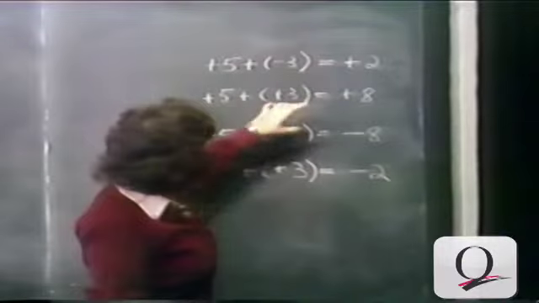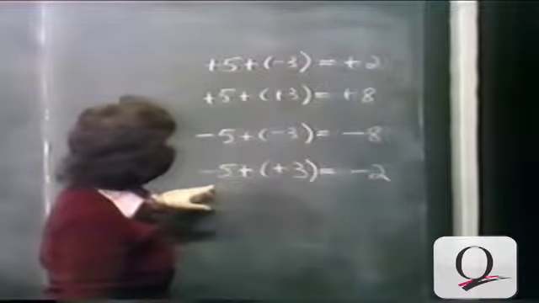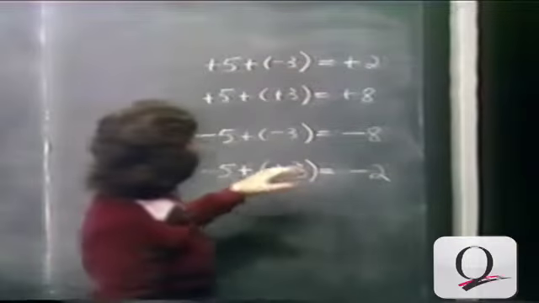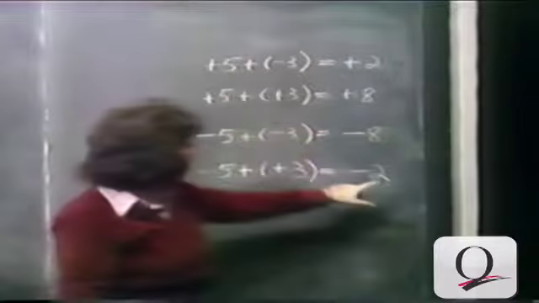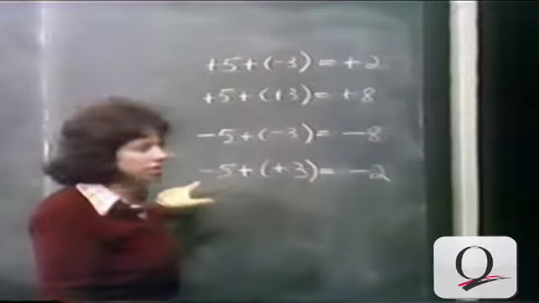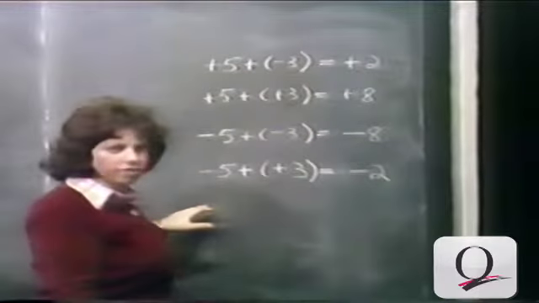We were adding up numbers with the same sign here and here. The first and the last, we're adding numbers with unlike signs. We subtract the 3 from the 5. Here we get plus 2 because the 5 has a plus sign. Here we get minus 2 because the 5 has a minus sign. We will save these for future reference later on in this videotape.